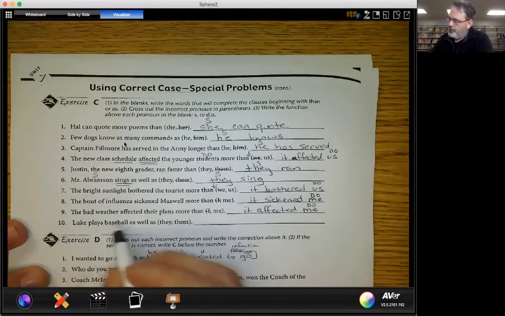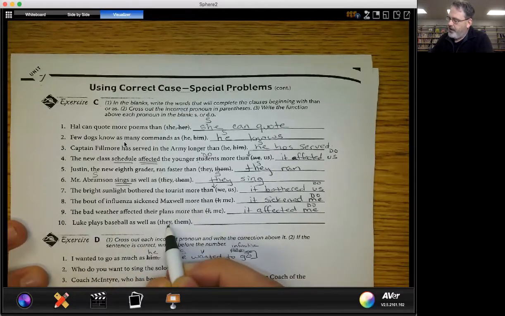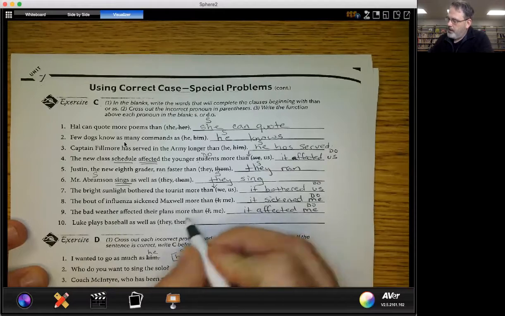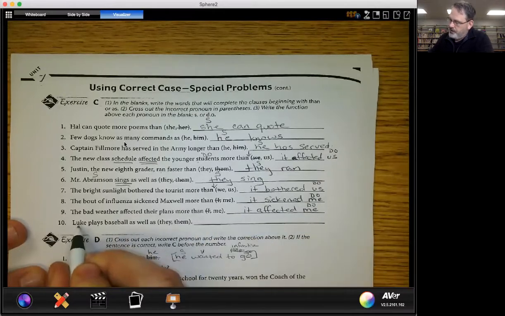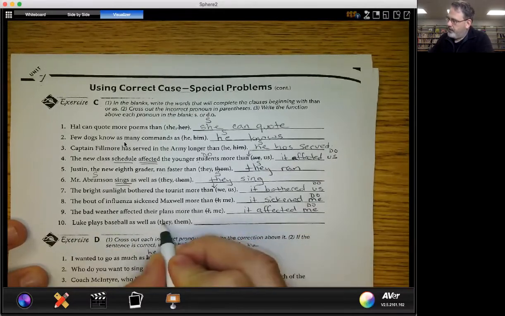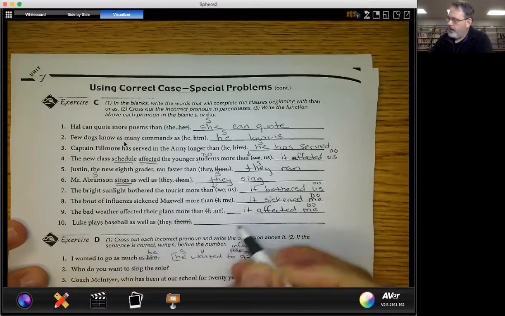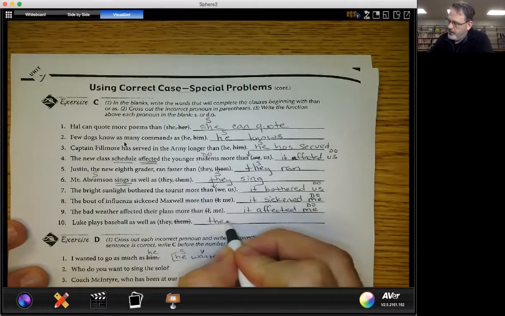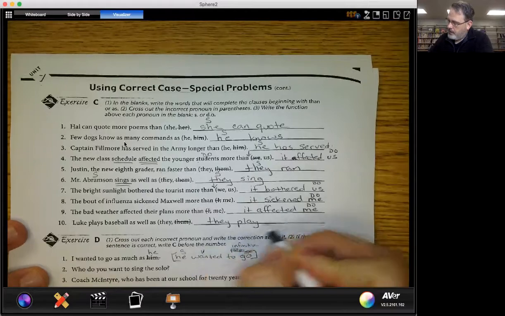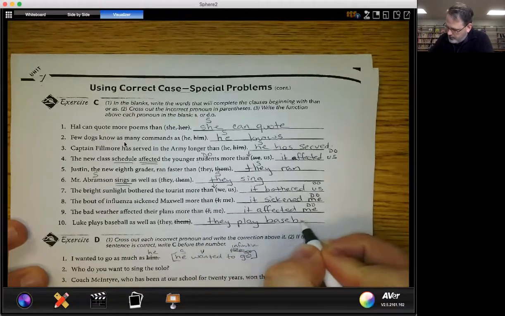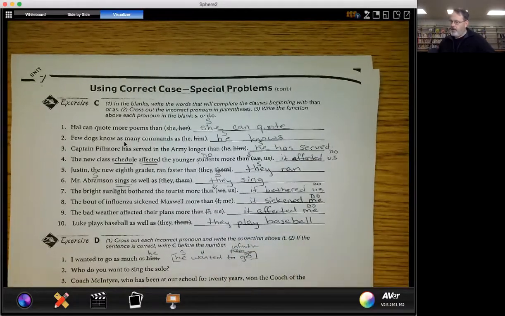Okay. Luke plays baseball as well as they play baseball. This one, because Luke is a subject, they would be the subject. That's a nominative case pronoun. So I'm going to mark out that. And then we write subject over the top of it. All right. There's the first section.